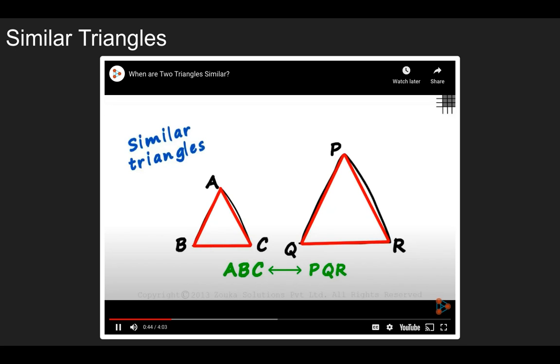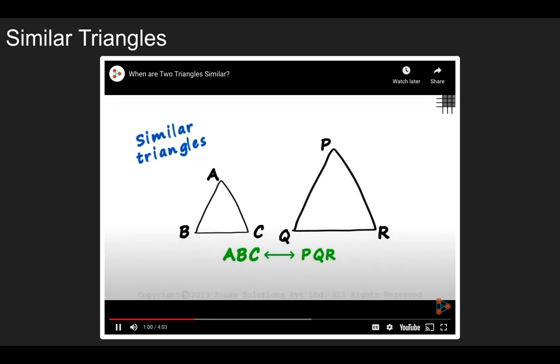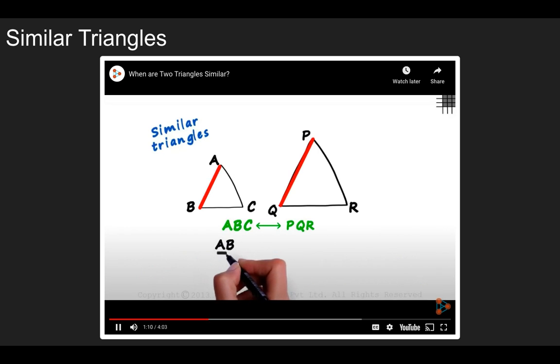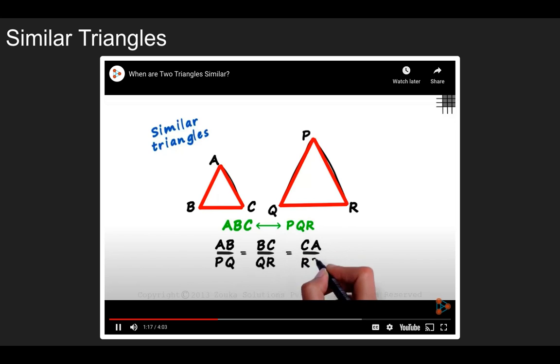In these two triangles, based on the correspondence, side AB corresponds to side PQ. Similarly, side BC corresponds to side QR and side CA corresponds to side RP. Corresponding sides in proportion means the ratio of all three pairs of corresponding sides will be equal. The ratio of AB to PQ will equal the ratio of BC to QR will equal the ratio of CA to RP. AB and PQ are corresponding sides, BC and QR are corresponding sides, and CA and RP are also corresponding sides. But what does this actually mean?